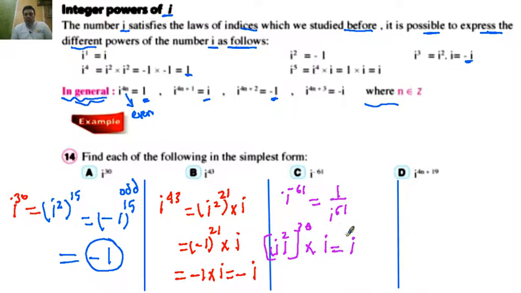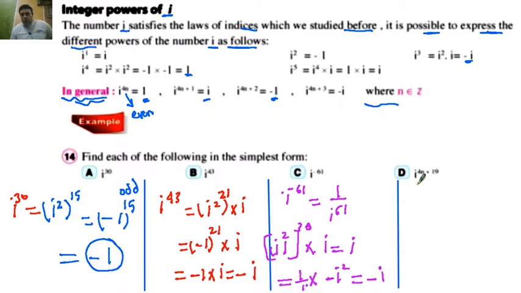Then the number becomes 1 over i. Then we multiply by i squared. i squared equals negative 1. Then negative i squared over i. Then we can cancel i with i. Then the result equals negative i.